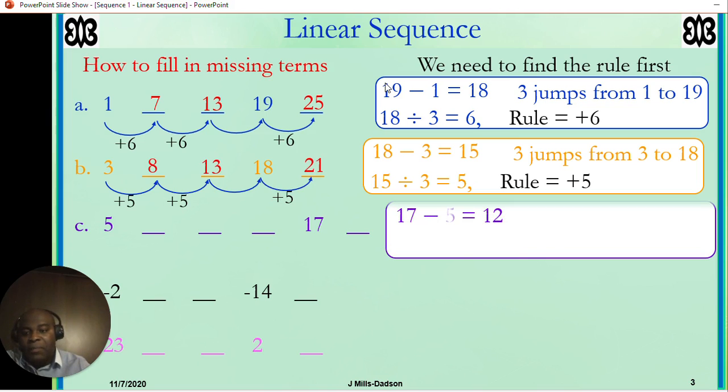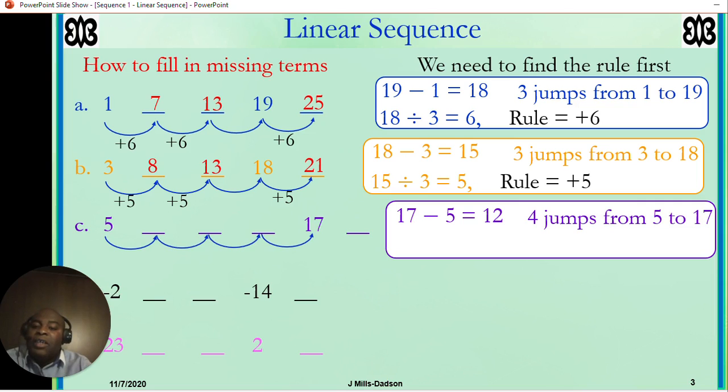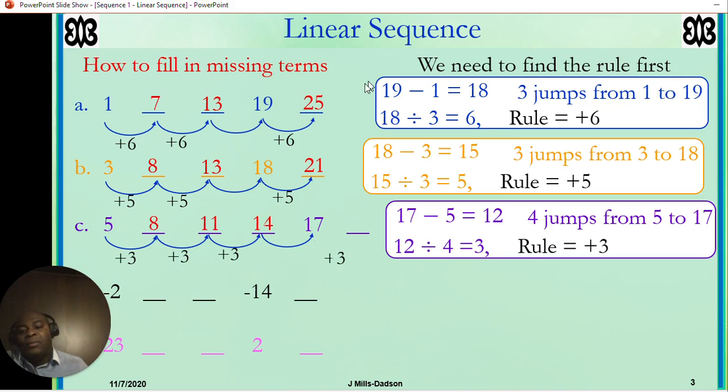Let's look at C. The difference between 17 and 5 is 12. The number of jumps this time is 4 jumps. 12 divided by 4 gives us 3. So the rule is add 3 each time. And our missing numbers are 8, 11, 14, and 20.